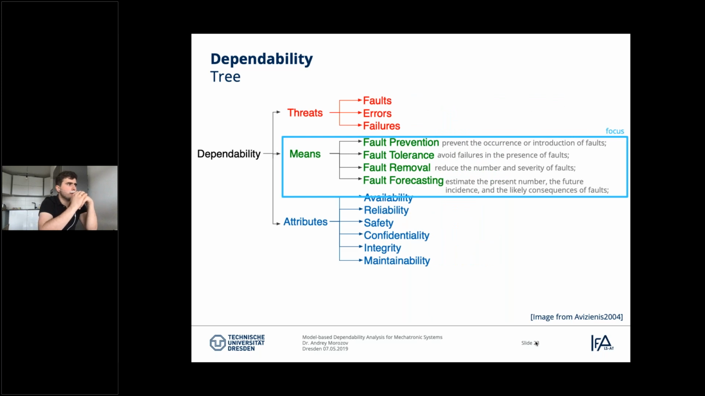Now about means. Fault prevention means preventing the occurrence or introduction of faults. When we are developing the system, we need to prevent faults from being inside the system. Fault tolerance means to avoid failures in the presence of faults.